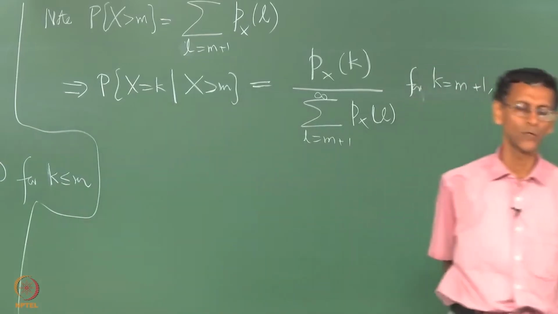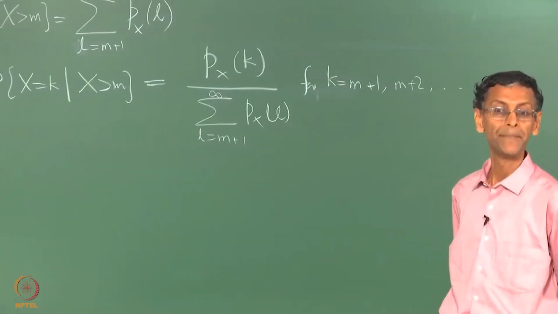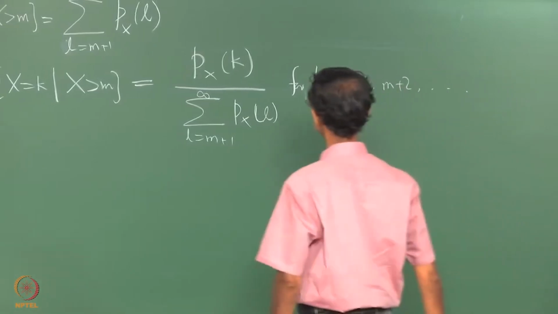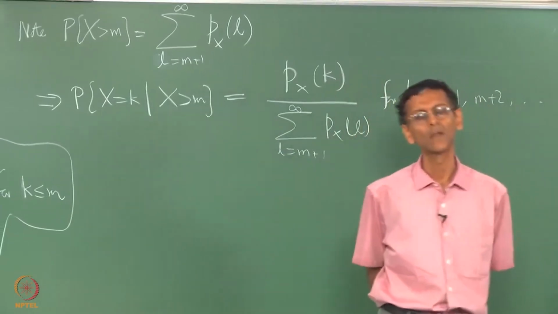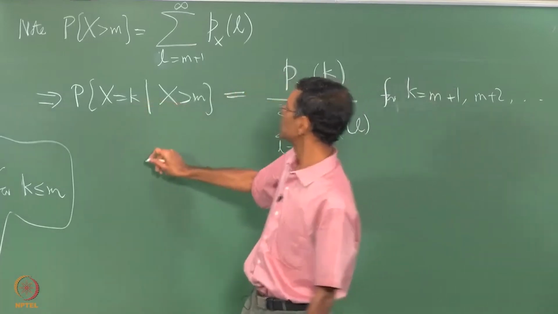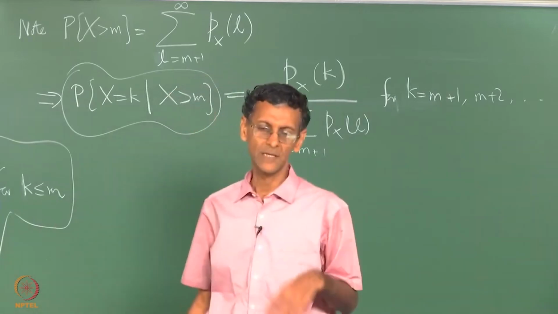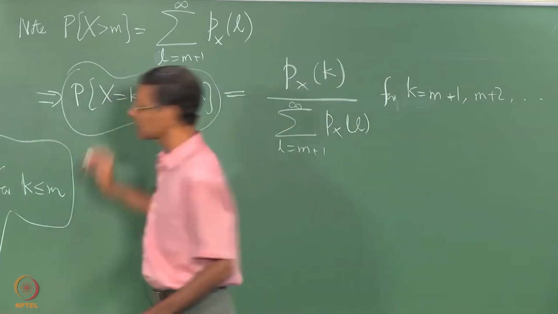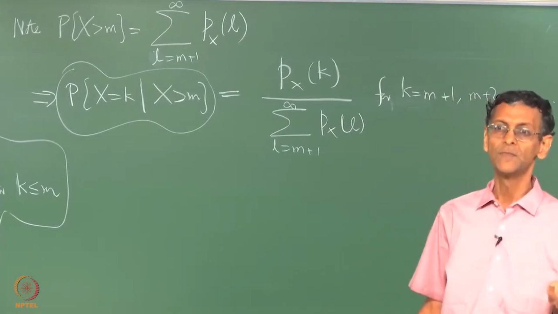And it is 0 for k smaller than or up to m. In the geometric case, what happens? No, before that let me introduce some notation here. The notation we need to use is, if you look at this, so this is a function of the index k or the parameter k. So if you consider the collection of all these conditional probabilities, it is called the conditional PMF.